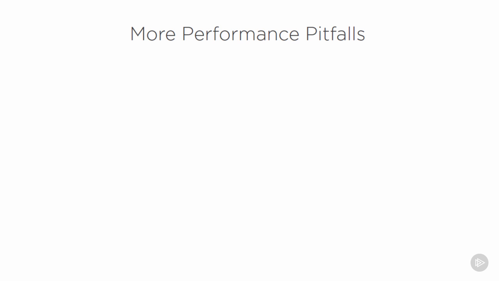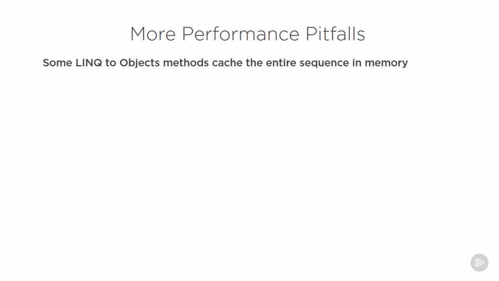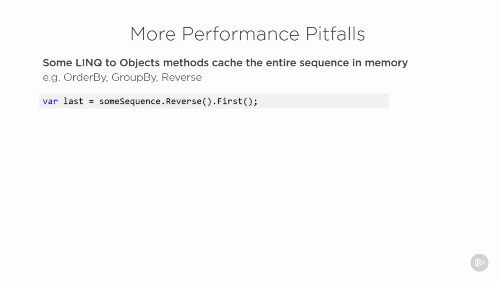Another performance pitfall with LINQ to Objects is unnecessarily caching an entire sequence in memory. Now, several of the LINQ to Objects extension methods, such as OrderBy, GroupBy, and Reverse, actually need to cache the entire input sequence before they can emit anything from their output. Let's have a quick look at a couple of code snippets that I've come across during code reviews. This one is trying to get the last item from an IEnumerable sequence by calling Reverse and then calling First. And of course this works, but it's not really a very efficient way of doing it.